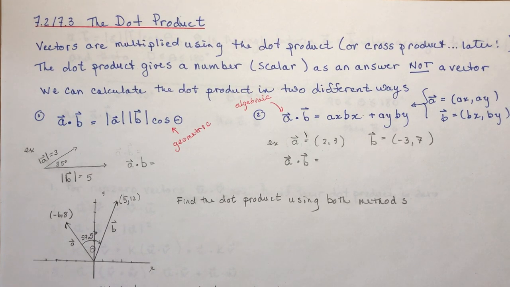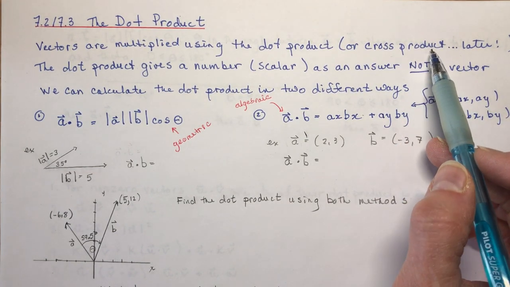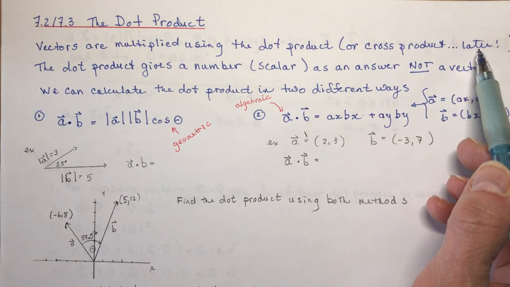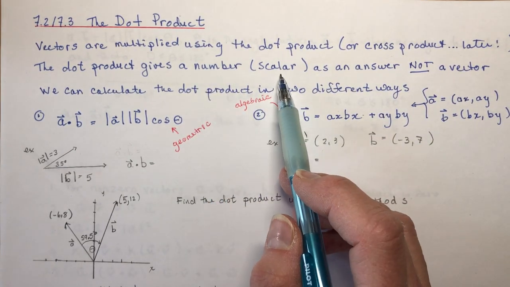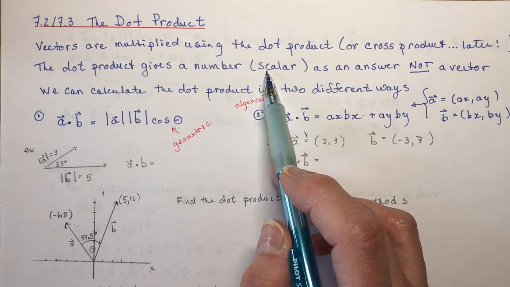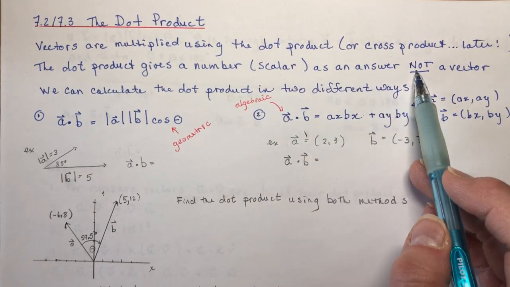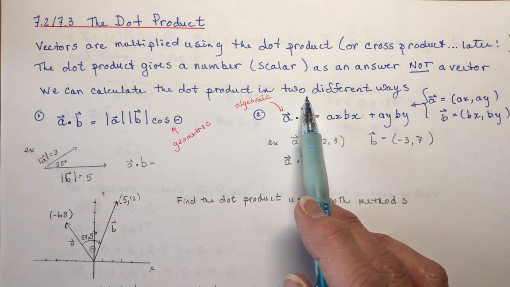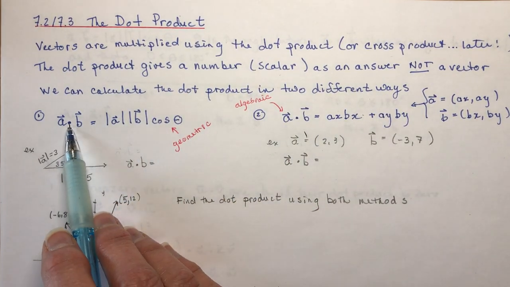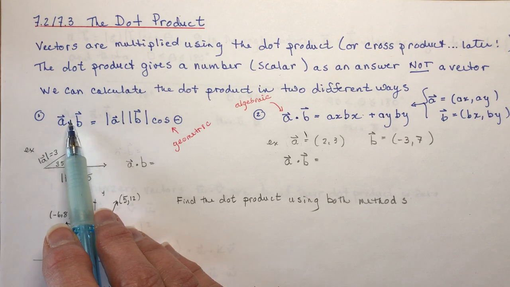So let's go. The dot product. Vectors are multiplied using the dot product or the cross product, and we will do that one next chapter. The dot product gives a number, or a scalar, right? A number is just a scalar value as an answer, not a vector. We can calculate the dot product in two different ways. So this dot now means something different. It doesn't just mean multiplied anymore.